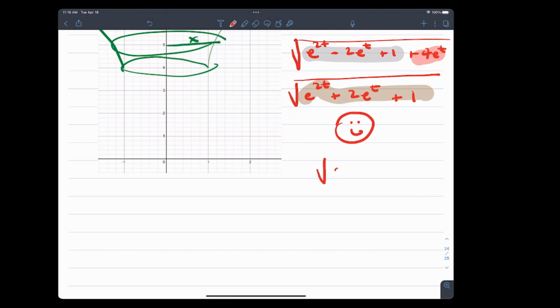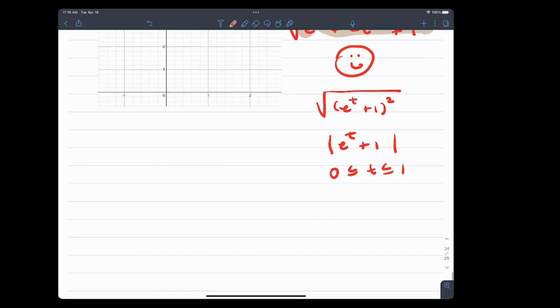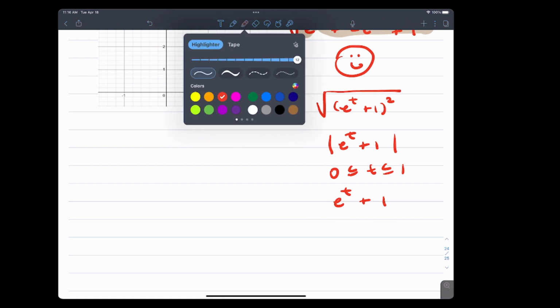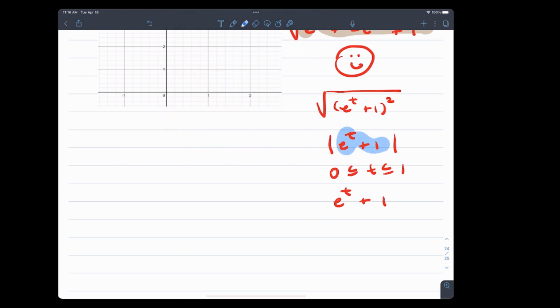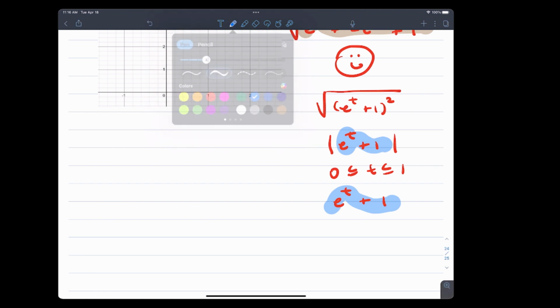This is the square root of (e^t + 1) squared, which is the definition of absolute value, |e^t + 1|. Now your t goes from 0 to 1, which means this absolute value is gone. That's positive there. So what's under the radical is positive. So you got to get rid of the absolute value. It's just e^t + 1. So moral of the story now.